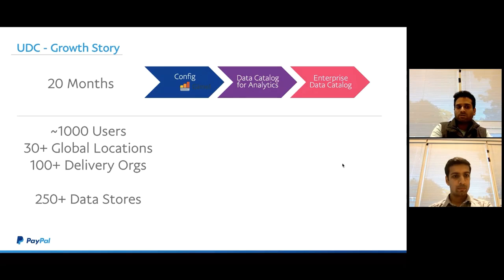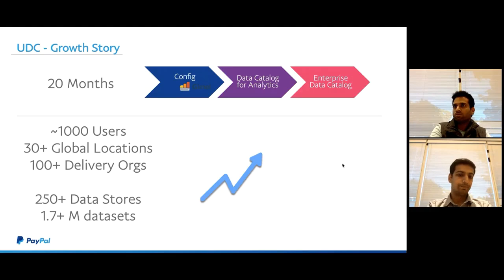We have 250 plus data stores, but this is probably 1 to 2% of the entire data asset we have. Within that 250 plus data stores, we have more than 1.7 million data sets. Now you can imagine the scale when we ramp up to 50% or 100% or close to 100%. There's going to be this humongous amount of data assets in one catalog. How is the user going to then come and self-service their needs?